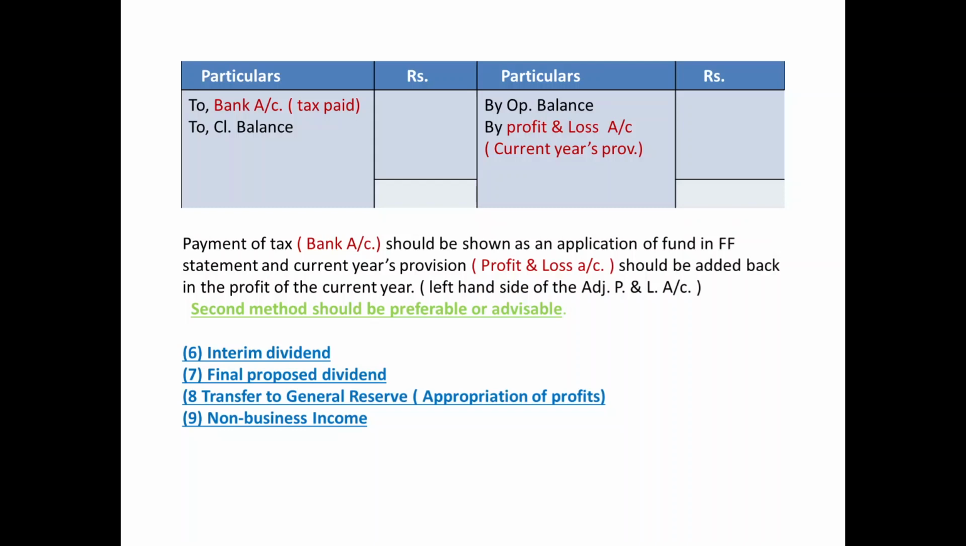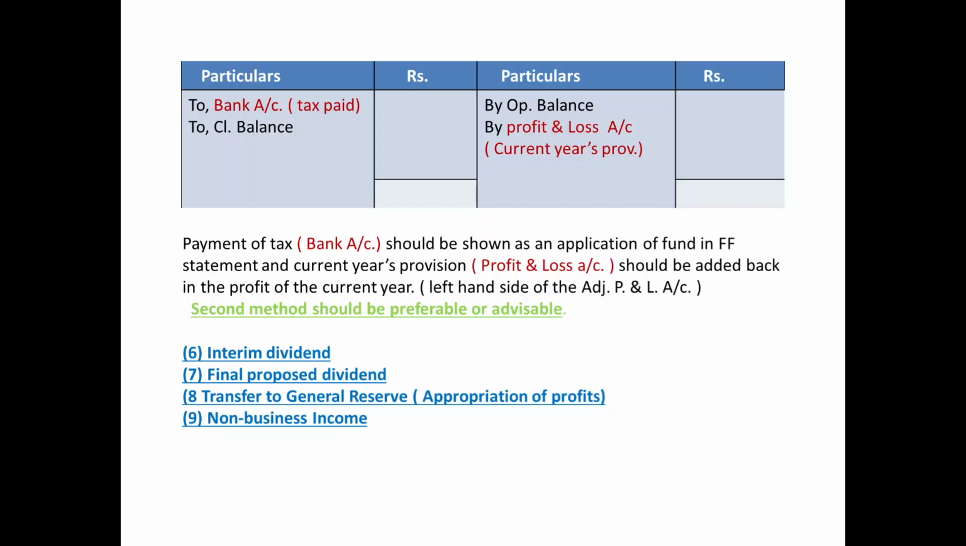But the second journal entry is for the payment: interim dividend account debit, bank account credit. You paid it. That indicates the application of fund. So in the fund flow statement, on the application side, this payment of interim dividend will be shown.